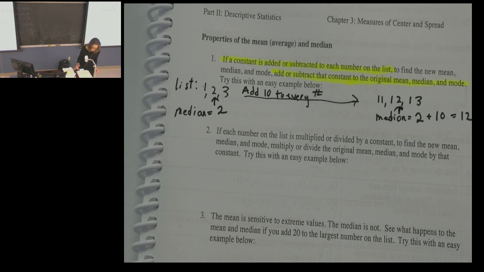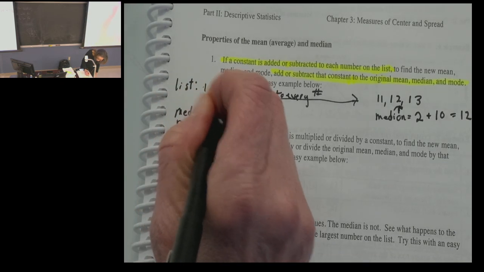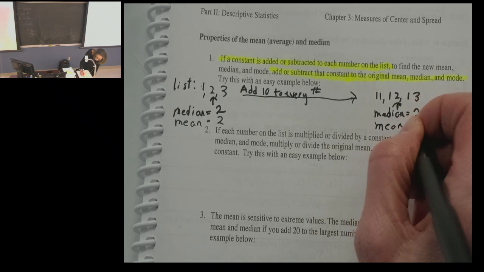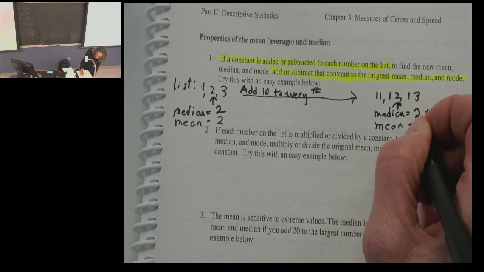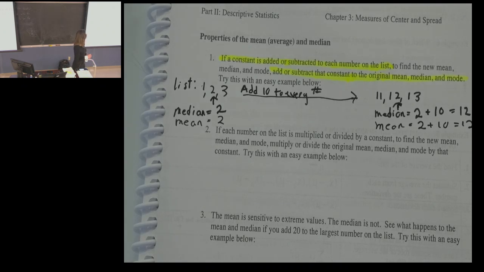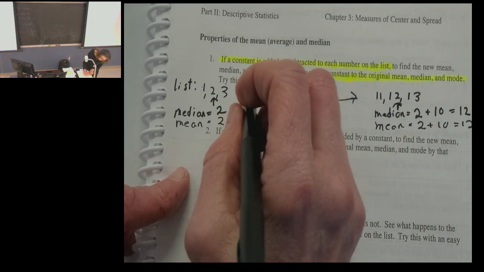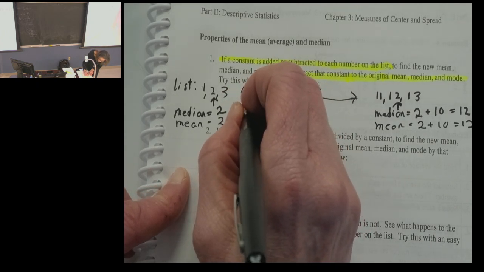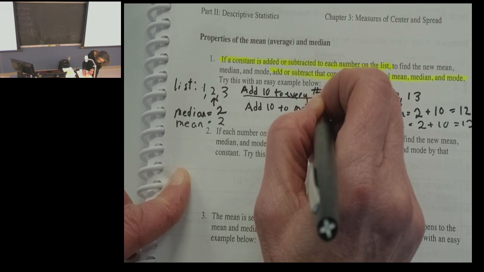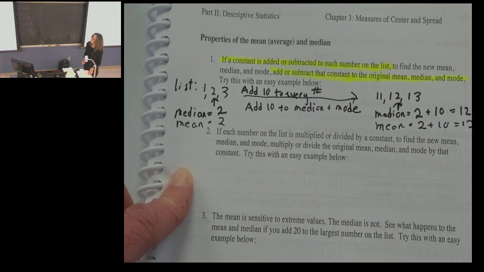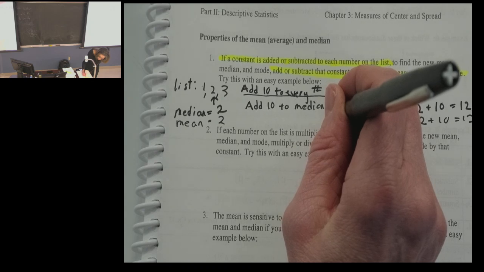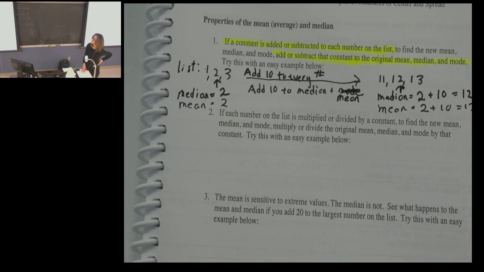Oh, we haven't done the average yet. Okay, so let's do the mean. The mean happens to also be 2 because it's a symmetrical distribution, so you can see that the mean also gets shifted up by 10. Here's your original mean plus 10 more, and so that's 12. So when you add 10 to every number on the list, you add 10 to the median and mean. The mode would be the same too.